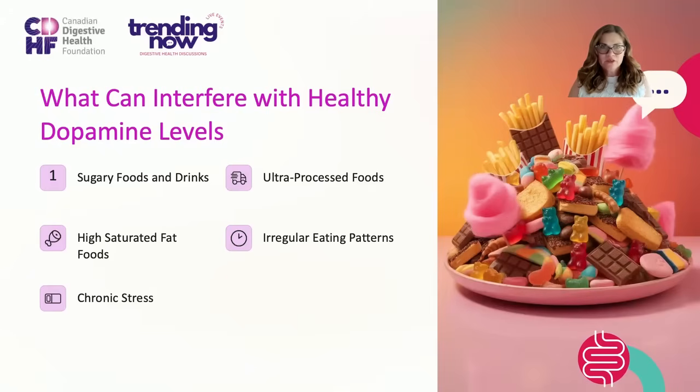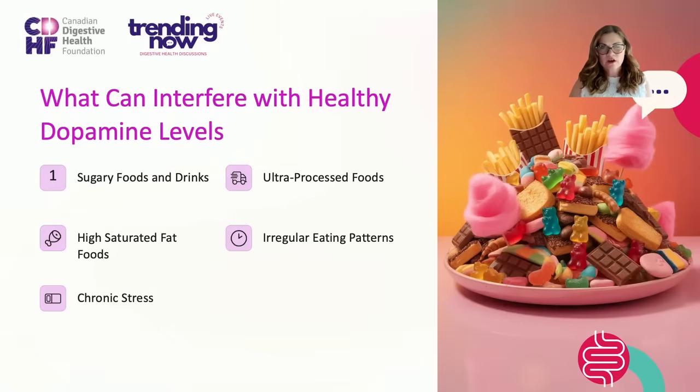So I want to talk about some foods that can interfere with healthy dopamine levels. We talked about dopamine as that happy chemical that helps with motivation and feeling full. But sugary foods and drinks like sodas, candy, and cake initially will flood your brain with dopamine, but it eventually reduces your system's sensitivity over time.